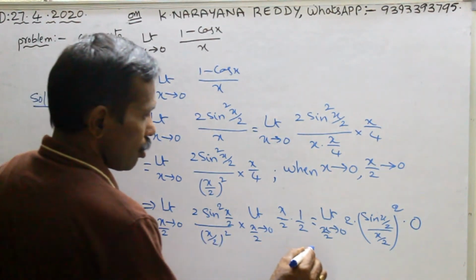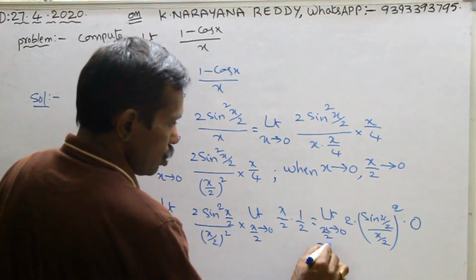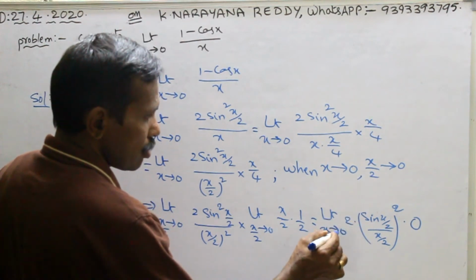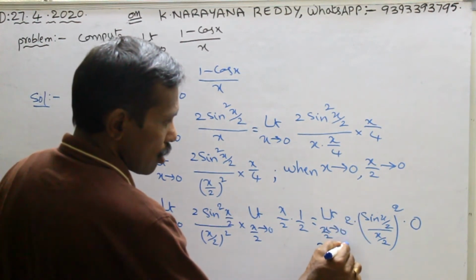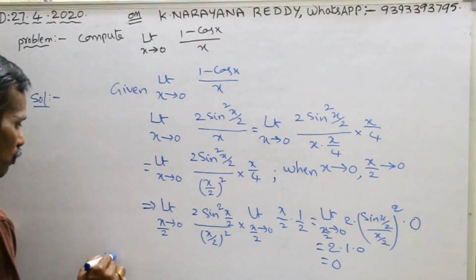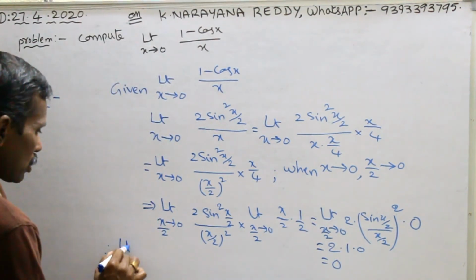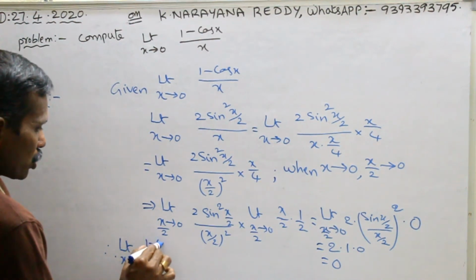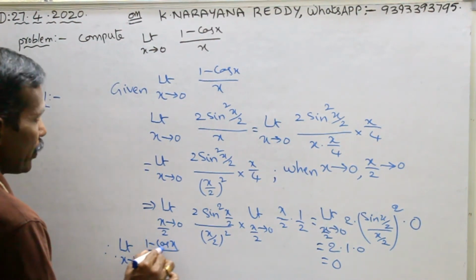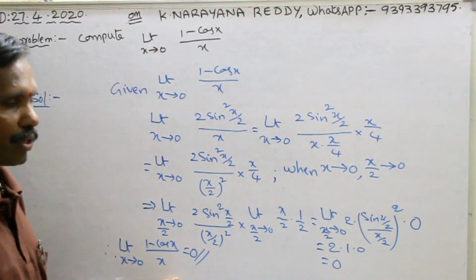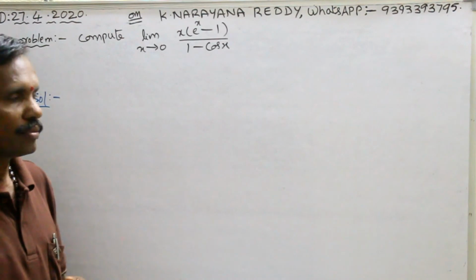Yes. Now 2 into sin theta by theta, 1, into 0, that is equal to 0. Therefore, limit x tends to 0, (1 minus cos x) divided by x equals 0. This is the required answer. Okay? See the next problem.